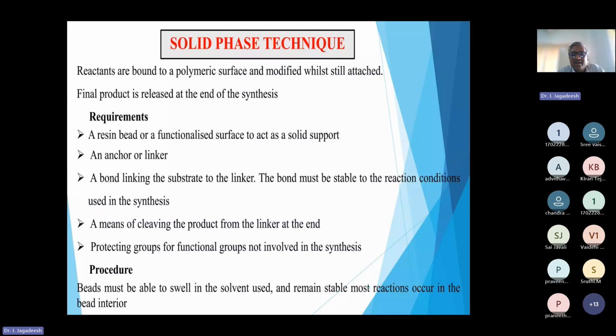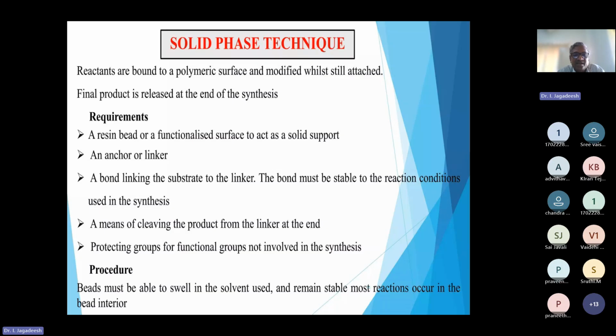If it is not immobilized, we are not able to do it. We need to make it again and again, like a regular synthesis. So the bond must be stable to the reaction conditions used in the synthesis. It is preferably a covalent bond, not electrostatic bonds or hydrogen bonds or van der Waals forces or London forces. So we need to have covalent bonds.